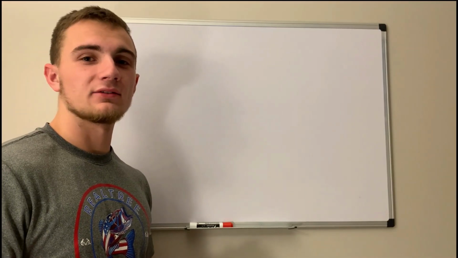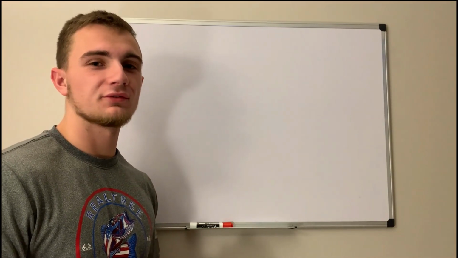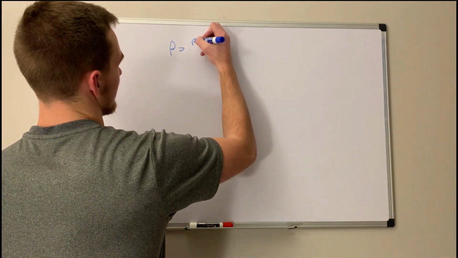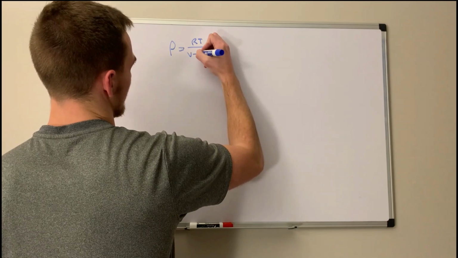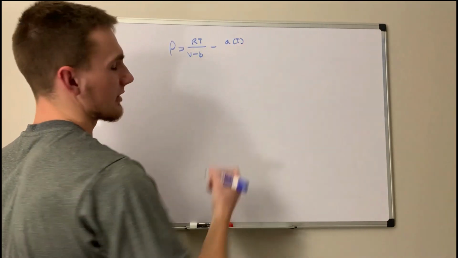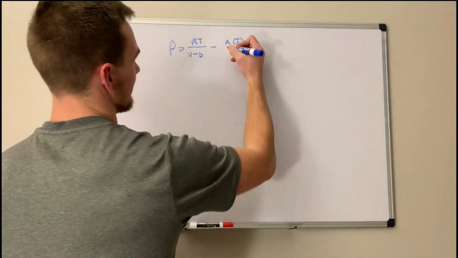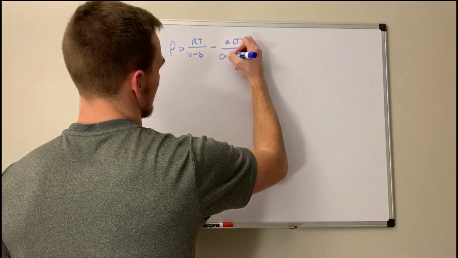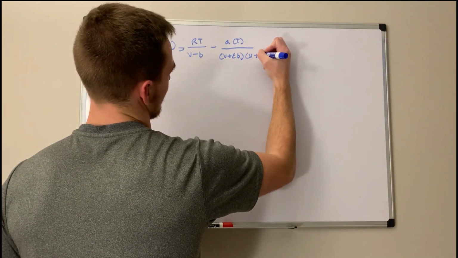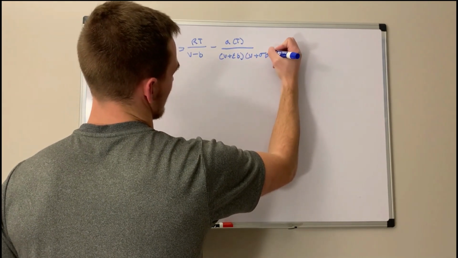Okay, so we'll go ahead and start with the general cubic equation of state, which again is P equals RT over V minus B, minus A, and the A parameter here again depends on temperature. This will be over V plus epsilon B times V plus sigma B. Okay?